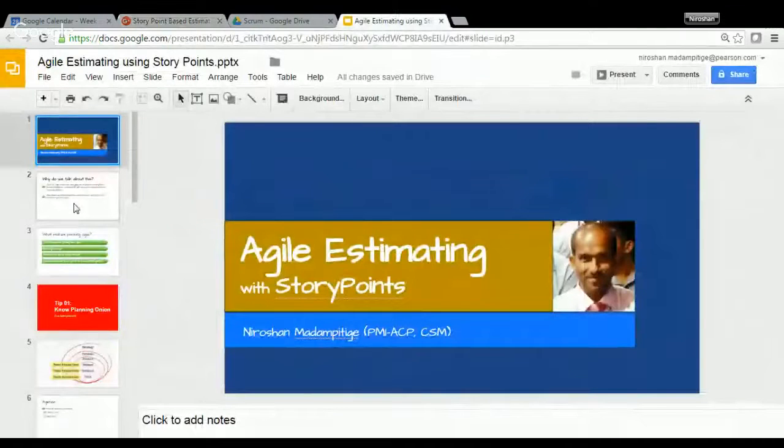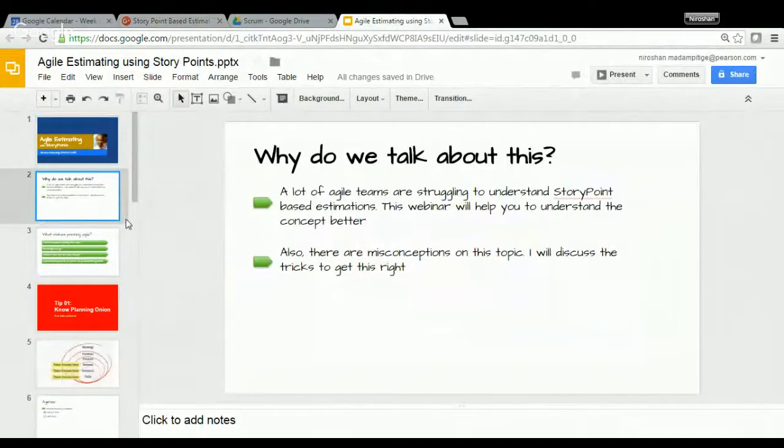All right, so why do we need to talk about this? This is crucial for you to understand, because if you don't understand this, you will not be able to understand what you are talking about. So let's look into it.